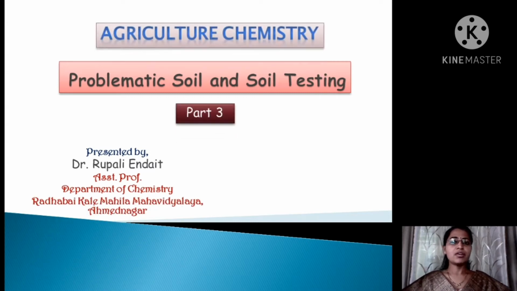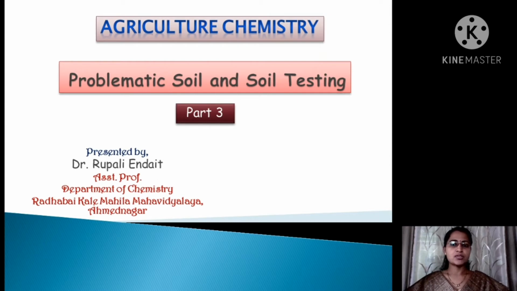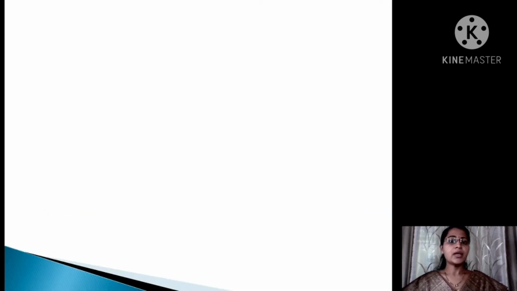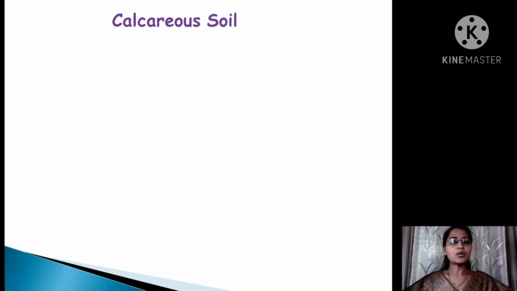And today we are going to see agricultural chemistry. In that, we see chapter number 2, problematic soil and soil testing. Today we are going to see the 3rd part. In this 3rd part, we focus on the calcareous soil. How the calcareous soil forms, or how the normal soil is converted into calcareous soil.